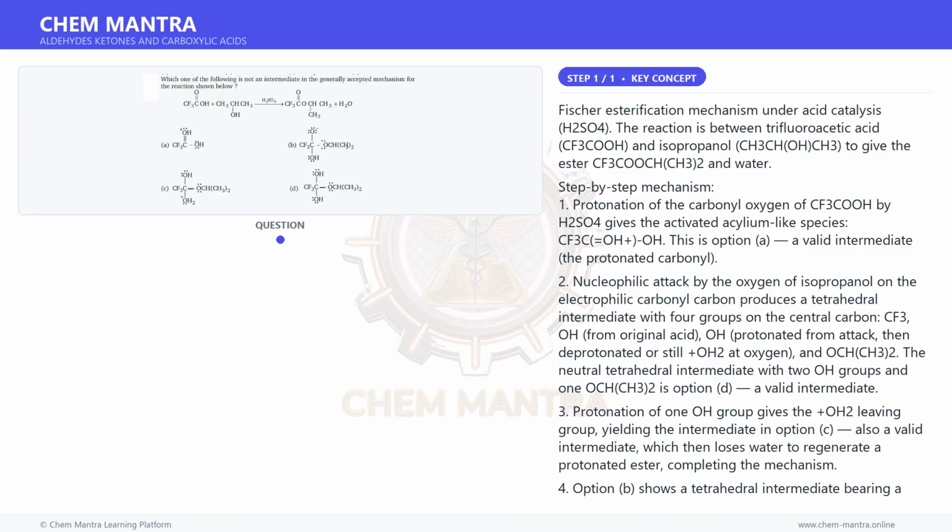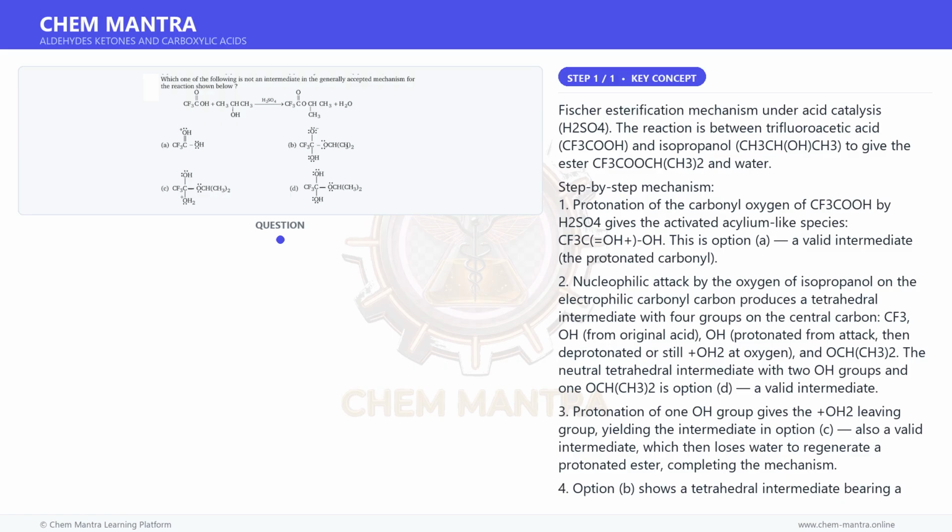2. Nucleophilic attack by the oxygen of isopropanol on the electrophilic carbonyl carbon produces a tetrahedral intermediate with 4 groups on the central carbon: CF3, OH from the original acid, OH protonated from attack, then deprotonated or still +OH2 at oxygen, and OCH(CH3)2. The neutral tetrahedral intermediate with 2 OH groups and 1 OCH(CH3)2 is option B, a valid intermediate.